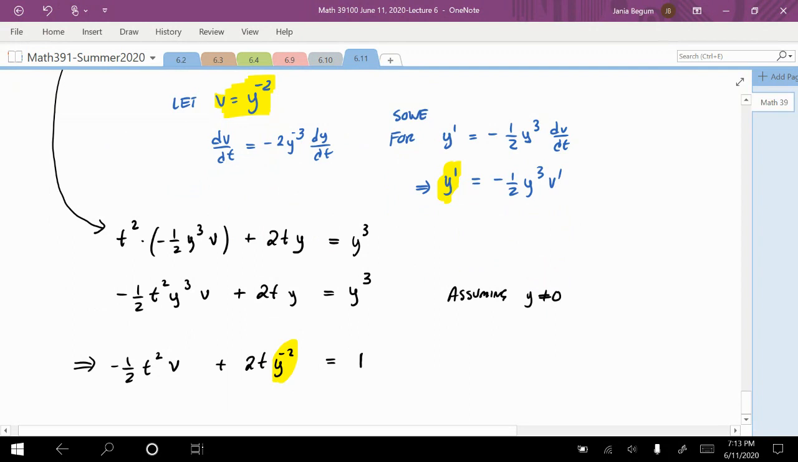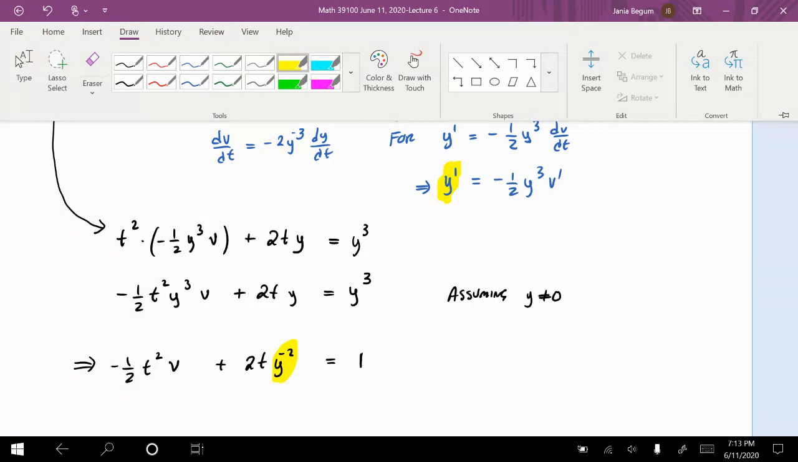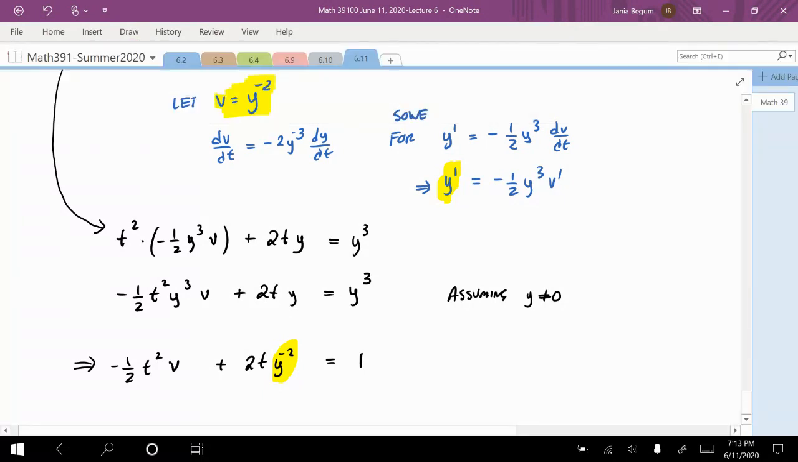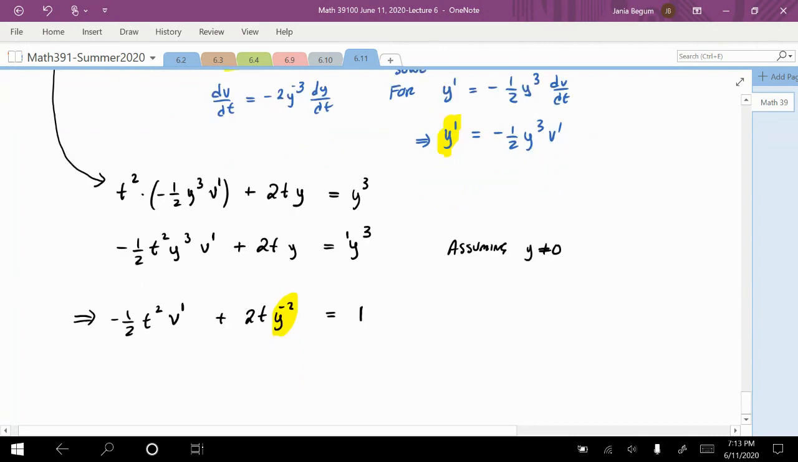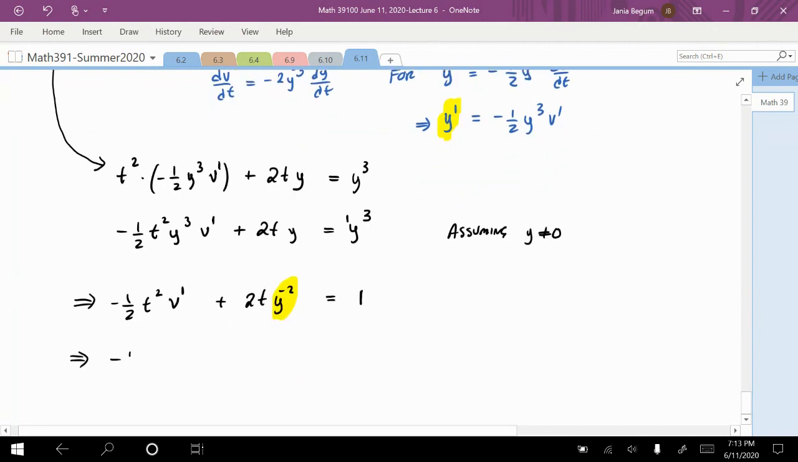v. So I think I made a typo. Just give me a second. This should be y prime right here, and this is y prime. Sorry, v prime. This is v prime. So I missed the prime notation when I made the substitution for y prime. And y to the negative 2, we're replacing that with v. So we have the following equation: negative 1/2 t squared v prime plus 2t v is equal to 1.